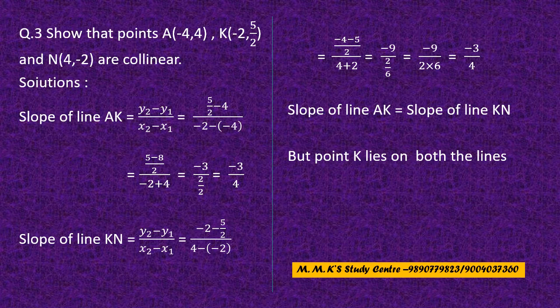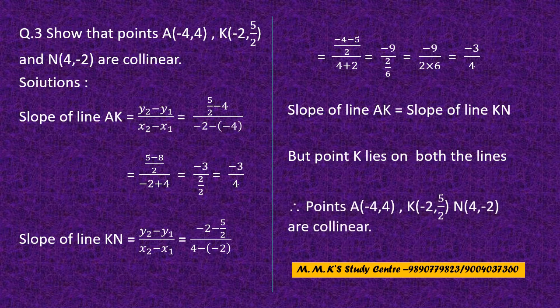If you see carefully, the line AK has the slope minus 3 by 4 and KN also has the slope minus 3 by 4. So both the line slopes are equal. But they have the common point K. K is the common point which lies on both the lines. And that's why we can say that points A, K and N are collinear points. Are you getting it, children?